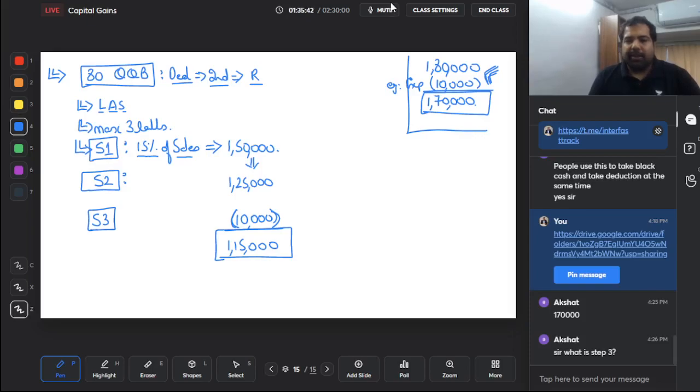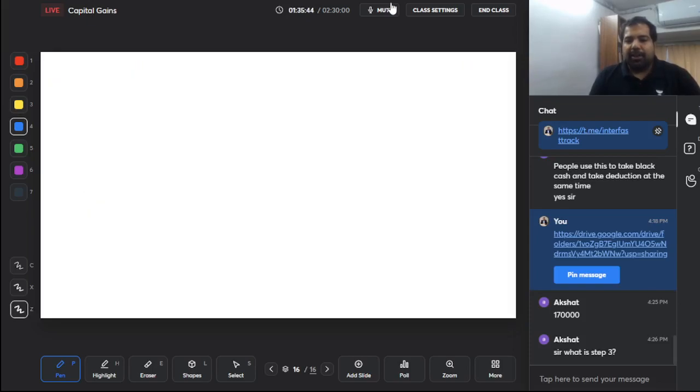So this is 80QQB, and very similar to that is the next section. Guys, you are again earning royalty, but this time not from a book, from a patent. You have registered a patent and you're earning a royalty from a registered patent. Let's say the mosquito racket, guys. The government is very happy with your patent, so they give you a deduction under 80RRB.